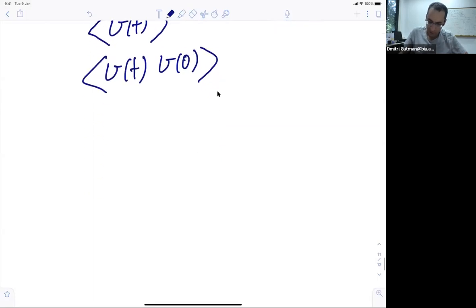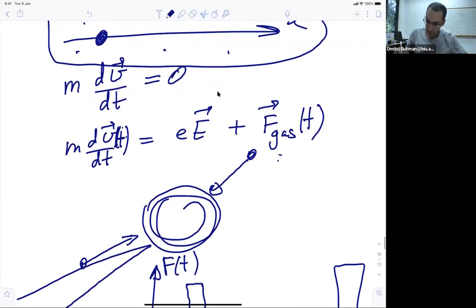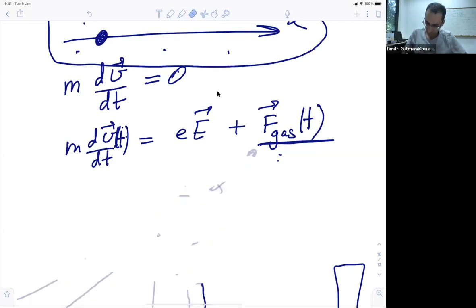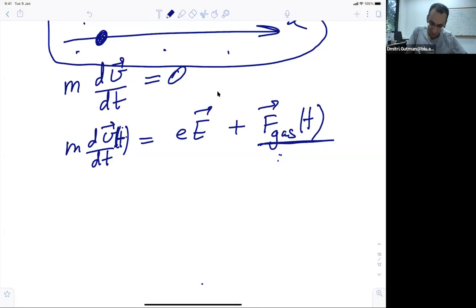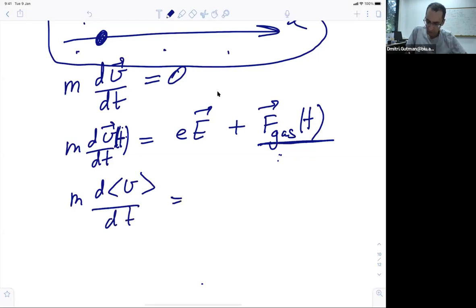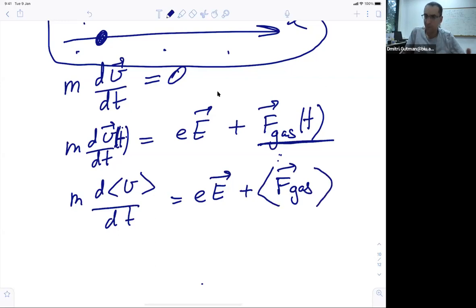And then how do I compute it? I say, okay, I have this thing, and I'm going to treat this part of the equation as a random variable. So on average, if I look at this equation on average, then m d<V>/dt is my old known second law of Newton plus the random force on average. And if molecules of the gas hit the target molecule randomly, I have all reasons to believe that this term on average is just equal to zero.